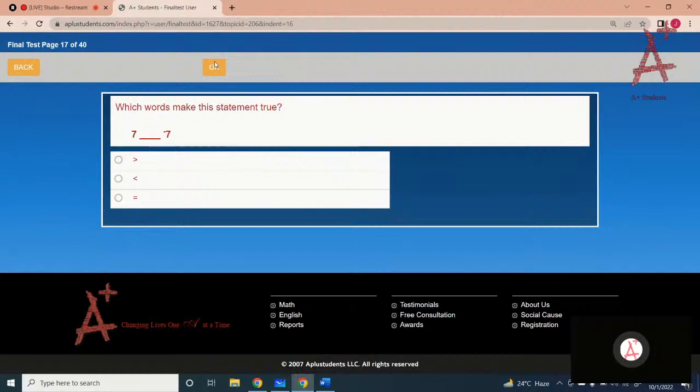Okay, which words make the statement true? 7 and negative 7. So which is it, less than or greater than? Yes, greater than, because the positive numbers are always greater than the negative numbers. Got it?